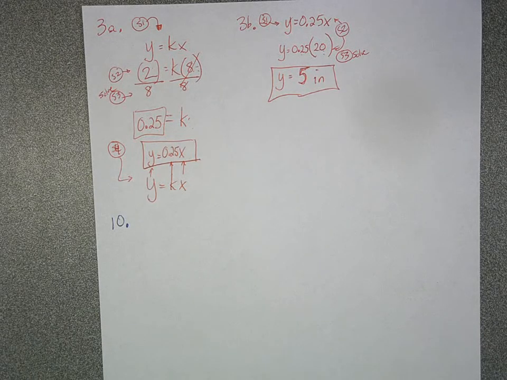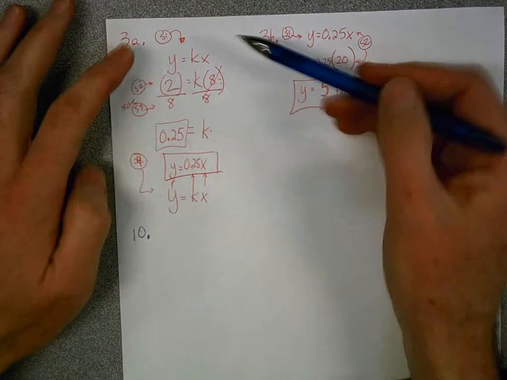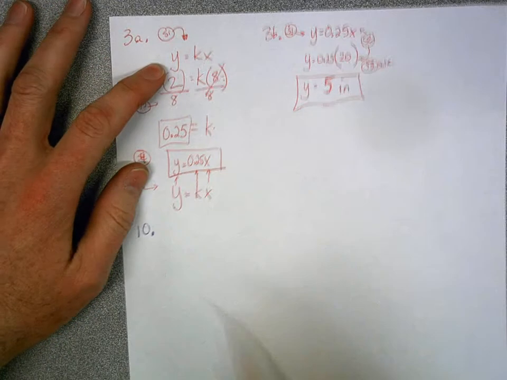Okay, so number 10 says the cost of cheese varies directly with the number of pounds bought. Suppose 2 pounds cost $8.40. Write and solve an equation to find the cost of 3.5 pounds of cheese. So the very first thing I need to do, of course, I'm going to use y equals kx.